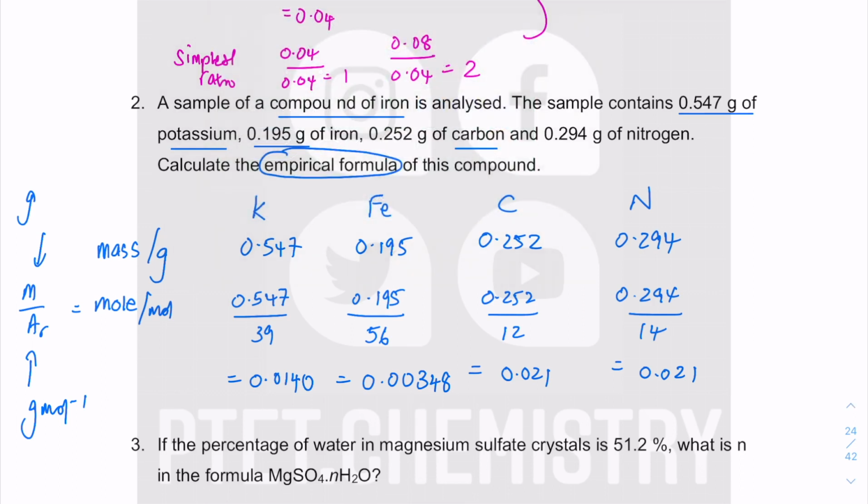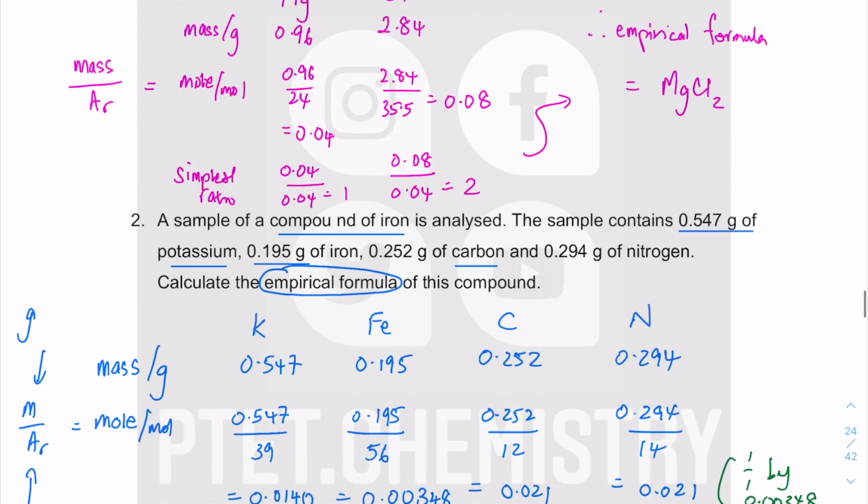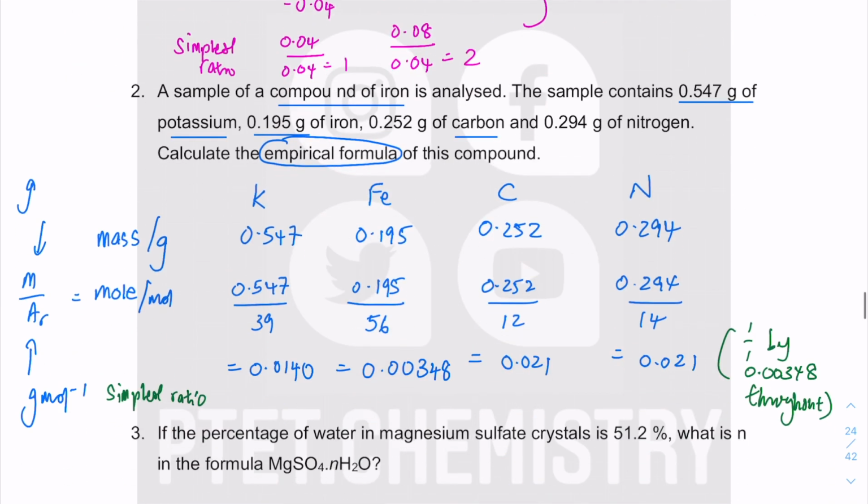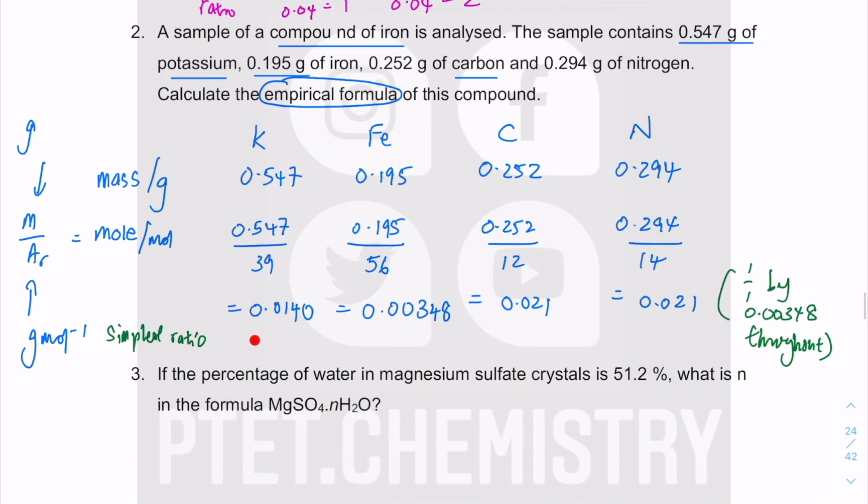So what I can do is I can divide the whole thing, each and every entry, by 0.00348 throughout. So you should show your working. Unfortunately, I run out of space here. I should really show the working like this and this. I run out of space here, but you can do it yourself.